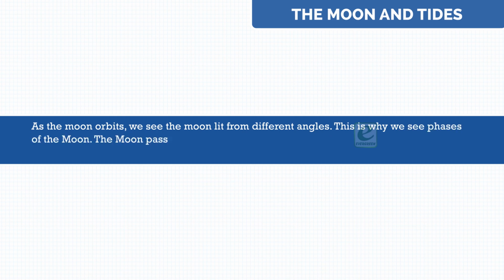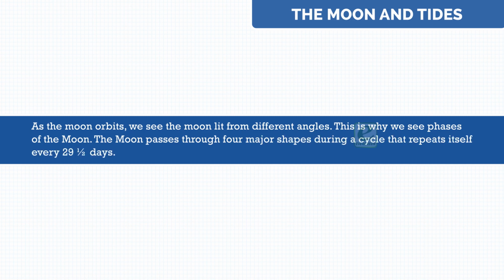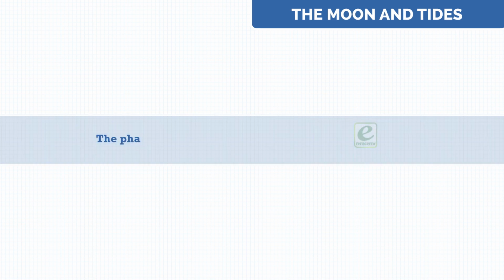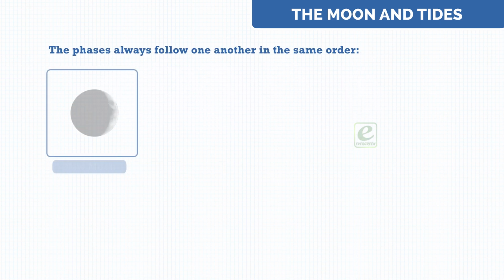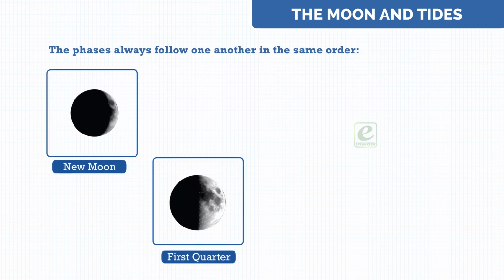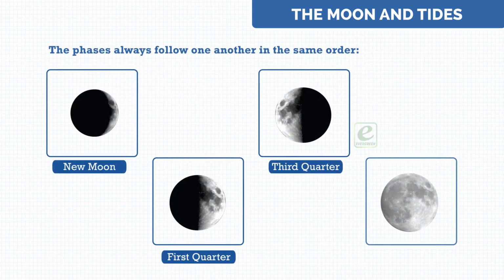The moon passes through 4 major shapes during a cycle that repeats itself every 29.5 days. The phases always follow one another in the same order: new moon, first quarter, third quarter, full moon.